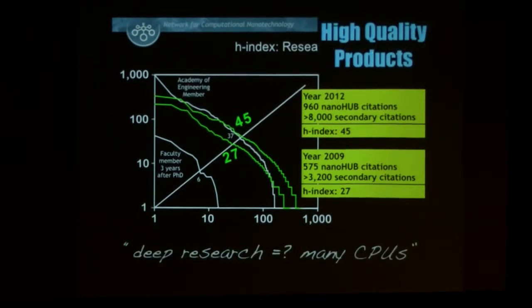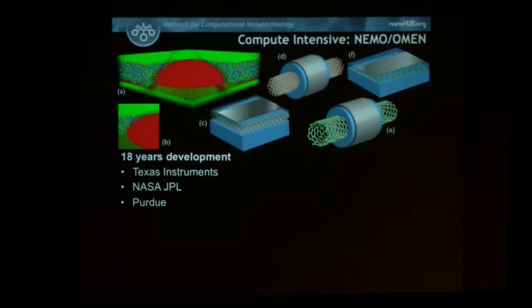You know what the next thing is? You've got to burn a lot of CPU cycles on a computer to do real nanoscience. It can't be just toy, right? It has to be real, big, heavy compute engine tools. All right, so let me talk about those a little bit. So this is actually very close to my heart. This is Gerhard Klimeck's stuff over some 18 years of development at TI, NASA JPL, Purdue.